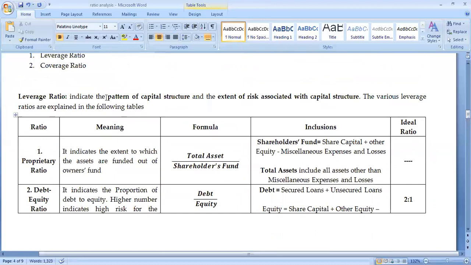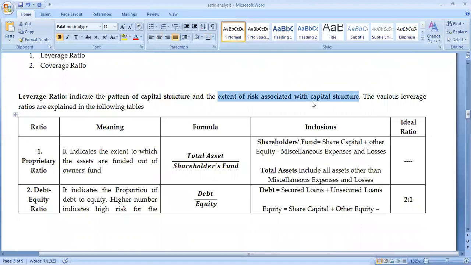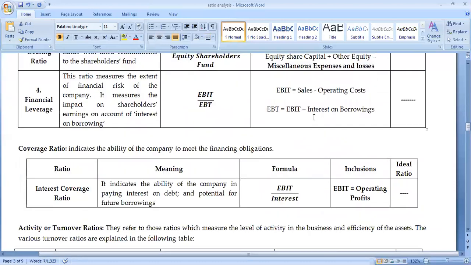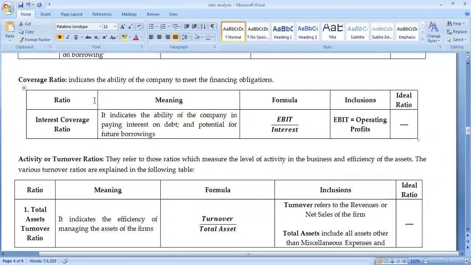So we have learned the leverage ratio. Leverage ratio purely dealt with the pattern of capital structure and the extent of risk associated with the capital structure. So what is capital structure? It may be debt, or any capital, or any proprietary ratio, or the capital gearing ratio. So coverage ratio includes only one thing, that is it indicates the ability of the company to meet its financial obligation.